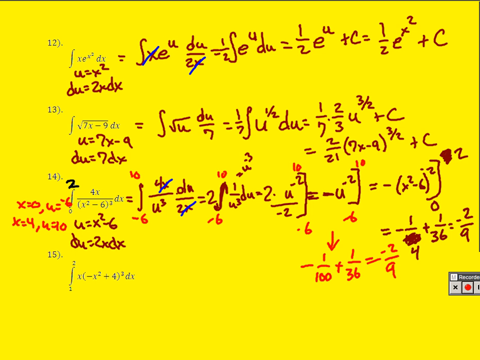Same thing here. When my top limit is not 4, but 2, that should mean that my top limit here is 2 squared minus 6, which is negative 2. So this should be negative 2 everywhere, which makes this, again, negative 1 over 4 plus 1 over 6. That's how we get our negative 2/9 as an answer.